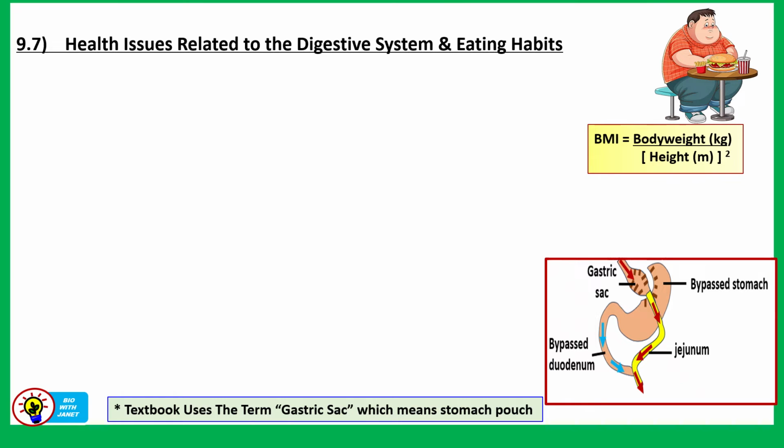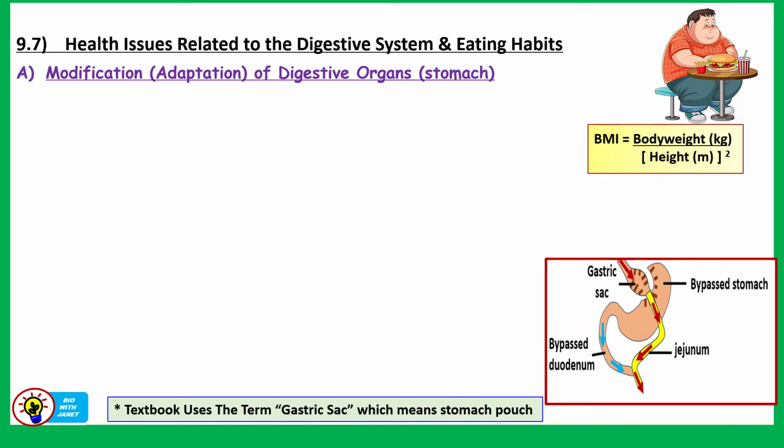9.7 Health issues related to the digestive system and eating habits. So firstly, we are going to discuss the health issues related to the digestive system, and we are going to discuss modification or adaptation of digestive organs such as the stomach through the gastric bypass surgery. Okay, now this gastric bypass surgery is carried out on patients who are obese.